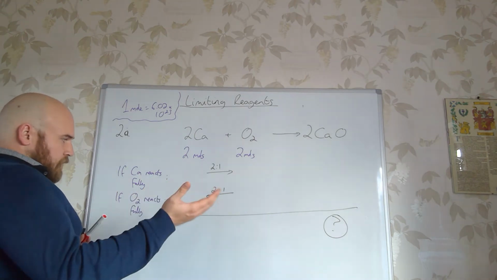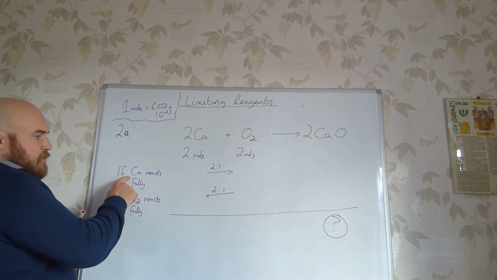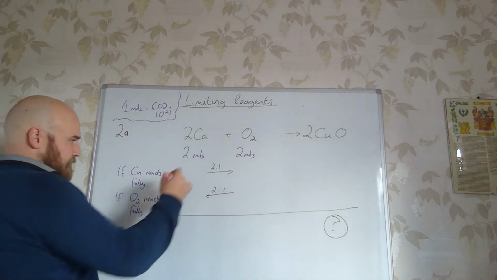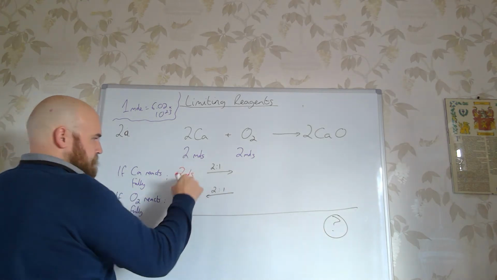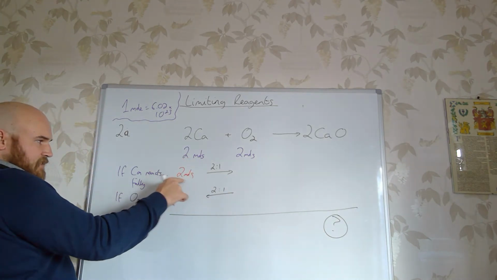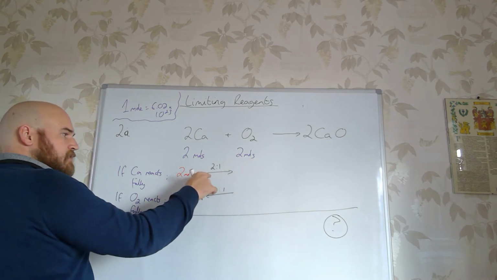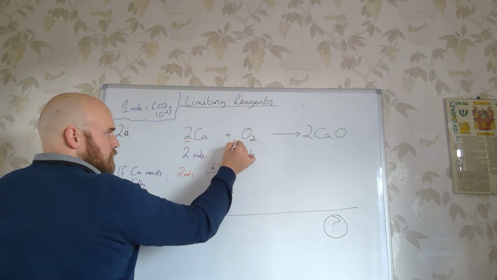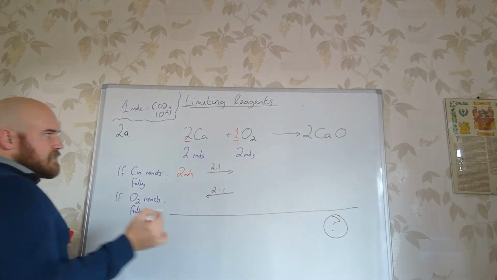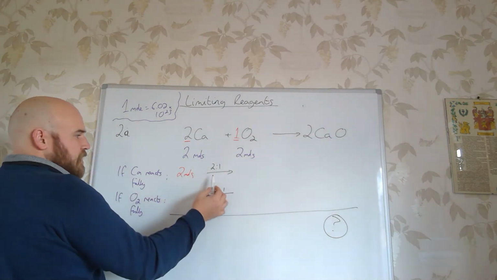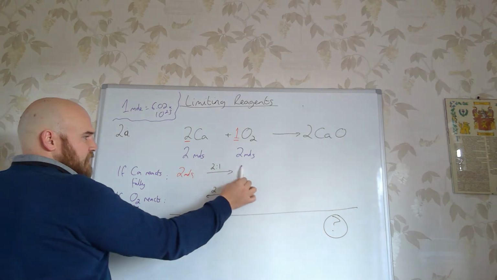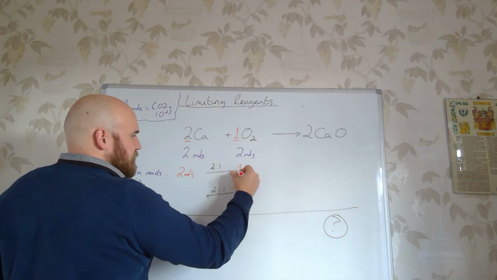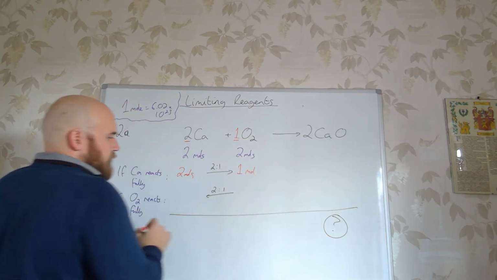So we've got two possibilities here. That could run out first, the calcium, so I'd have 2 moles of that. If all of that reacts, how much of this will I need? Well, it's a 2-to-1 ratio. Where did I get that number from? 2 to 1, that's the ratio there. So I've got 2 moles here, and this number must be half that. So I need 1 mole of that.